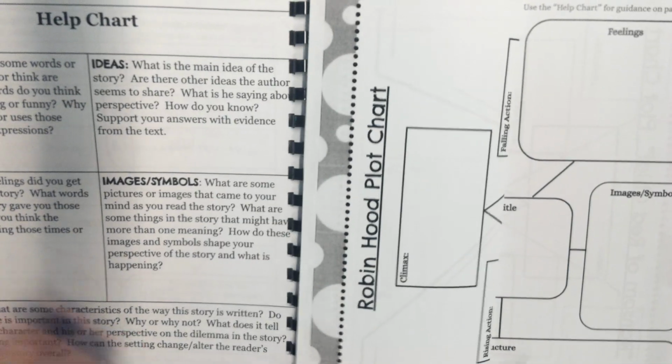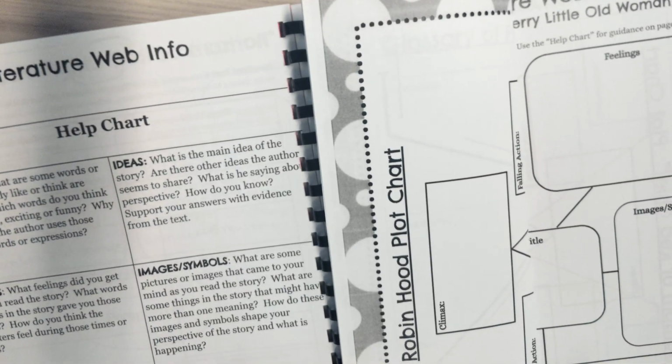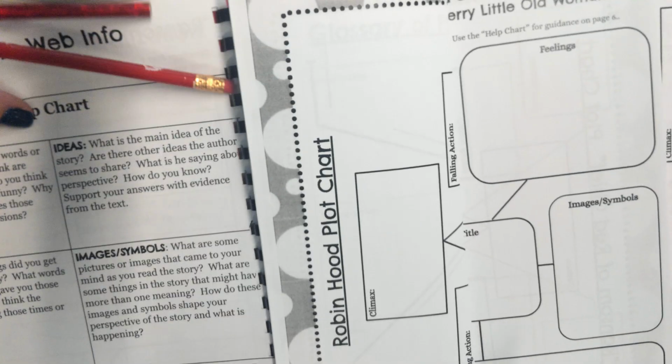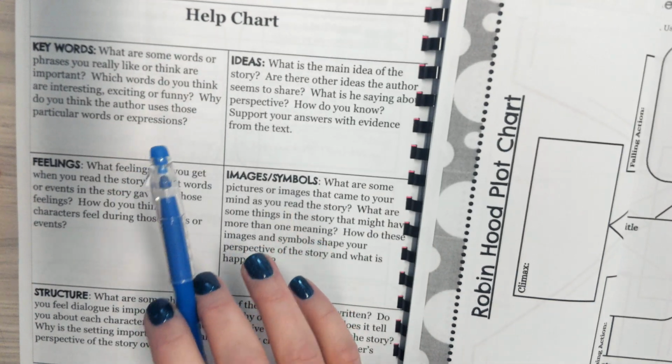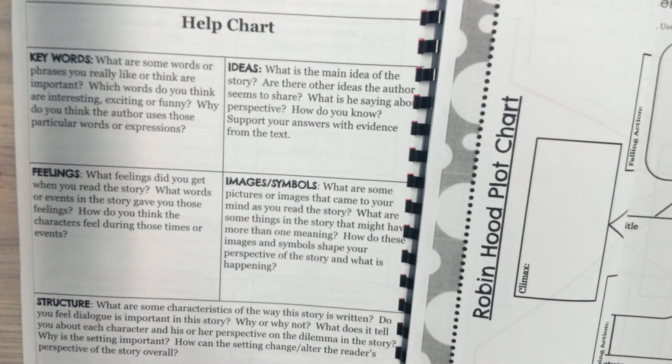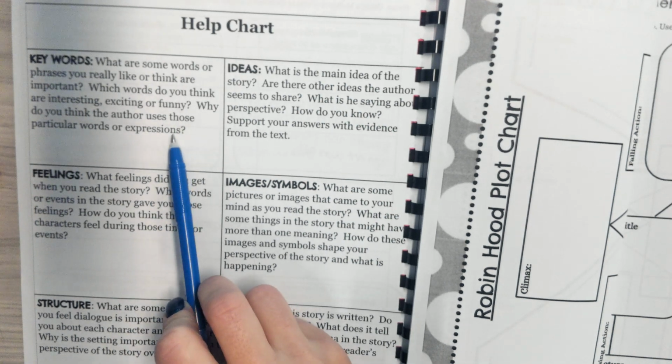Awesome. Okay, so we have our story and we have our helper chart going here. The first question on our helper chart is, what are some words or phrases you really like and that you think are important? Which of those words are interesting, exciting, or funny? Why do you think the author uses those particular words?